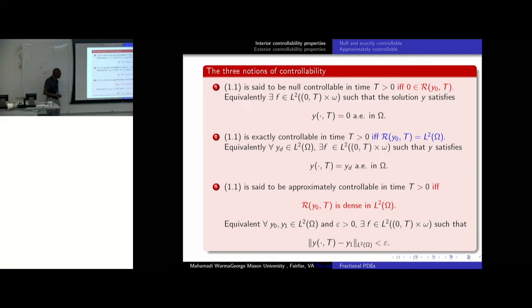And the last one is what we call approximate controllability. That is equivalent to the set of reachable states being dense in L2. This means that given any initial condition, any other vector y1 in L2 and epsilon positive, you can find a control function such that your solution is close to y1 in the sense that the norm is less than epsilon. Those are the three notions of controllability we have: null controllability, exact controllability, and approximate controllability.